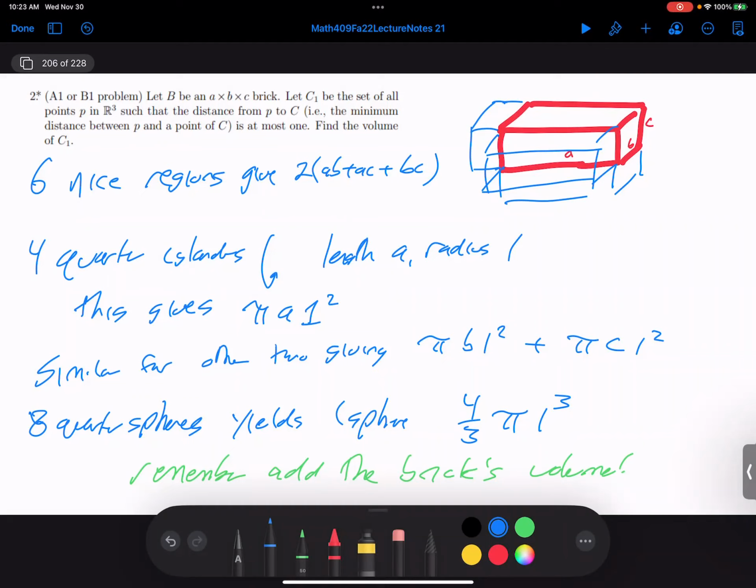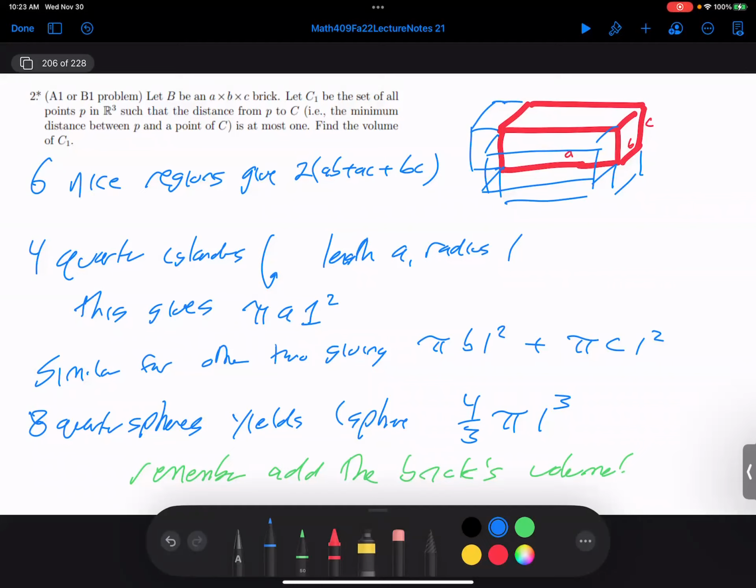And so the question that was asked is, it's all points in R3 such that the distance from P to C is at most 1. So if you're inside the brick, your distance is 0, and those should be counted. I don't know how they would give points. I would say if you did everything but forgot to include the brick, that should hopefully be worth an 8. You clearly know how to find the volume of a brick if you've just done the cylinders and the spheres.